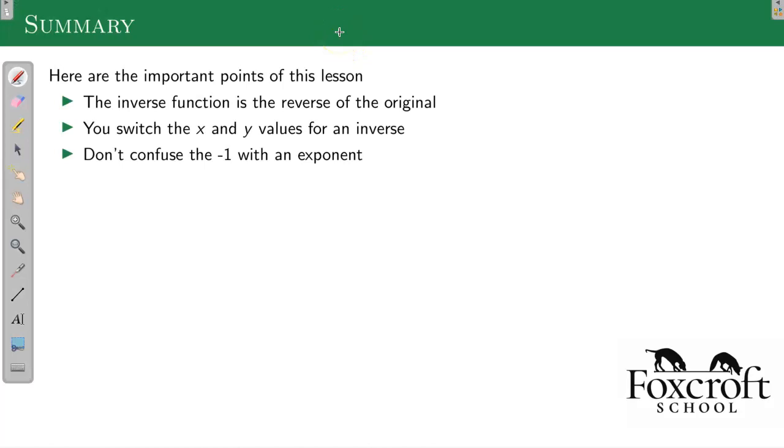So a quick summary of inverse functions. The inverse function is just the reverse of the original. We just switch the x and y values, whether we're graphing it or using function notation. And like I mentioned in that earlier slide, don't confuse that -1 with an exponent. We just learned about negative exponents. But when that -1 is right next to your function, that's inverse, not a negative exponent.